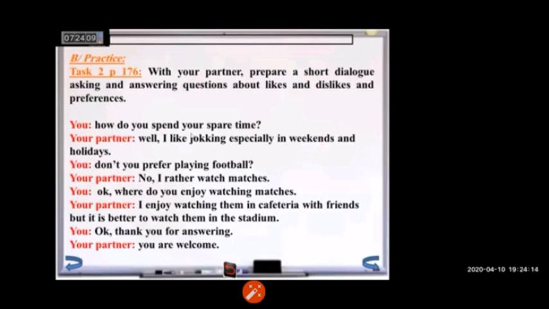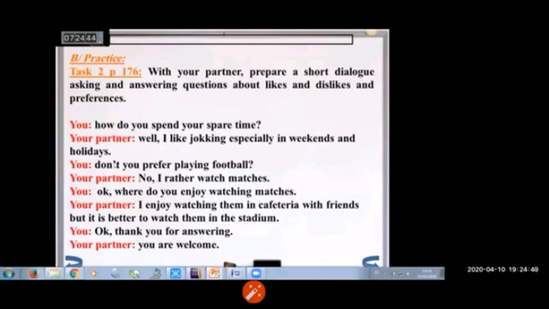How do you spend your spare time? For example, you ask a question to your friend and you tell him, how do you spend your spare time? So your partner answers, well, I like jogging, especially on weekends and holidays. Look, after like here, what do we have? Gerund. Gerund, very good. Another question. Don't you prefer playing football? Your partner answers, no, I'd rather watch matches. After rather, what do we have? The stem, the infinitive without to. Not to. Good.